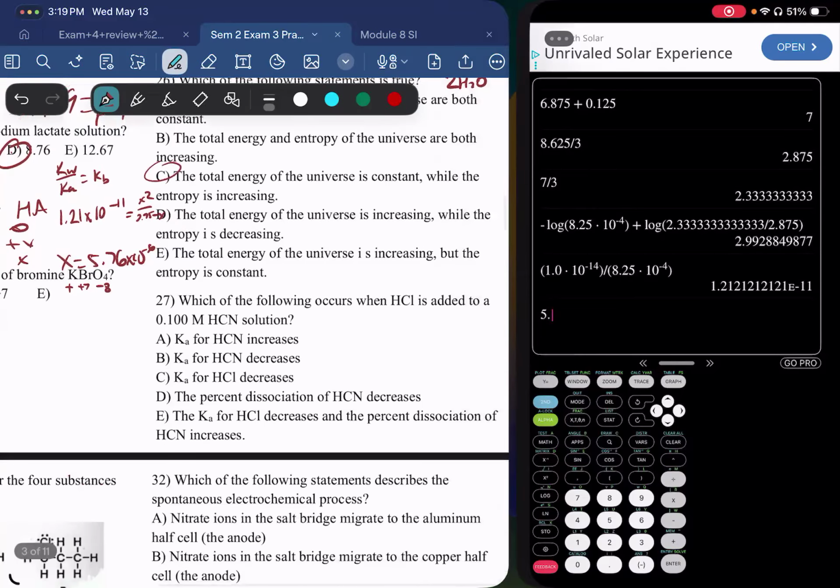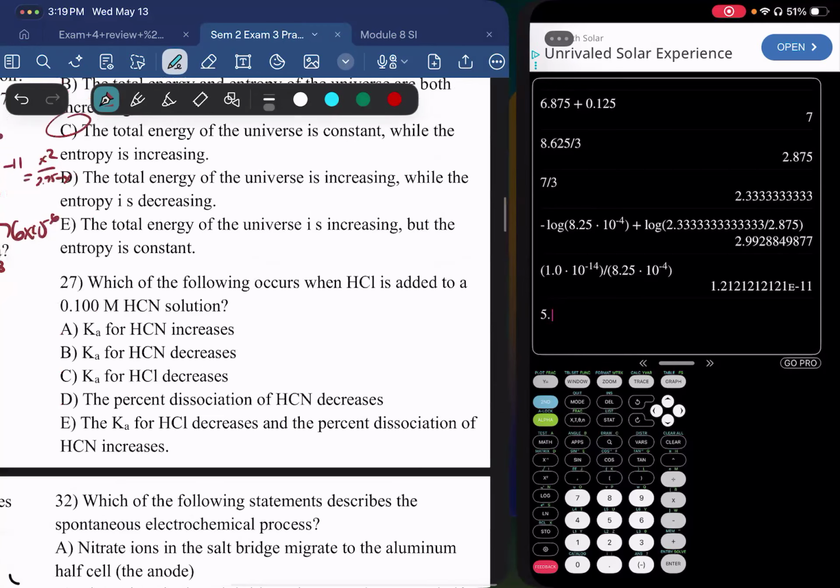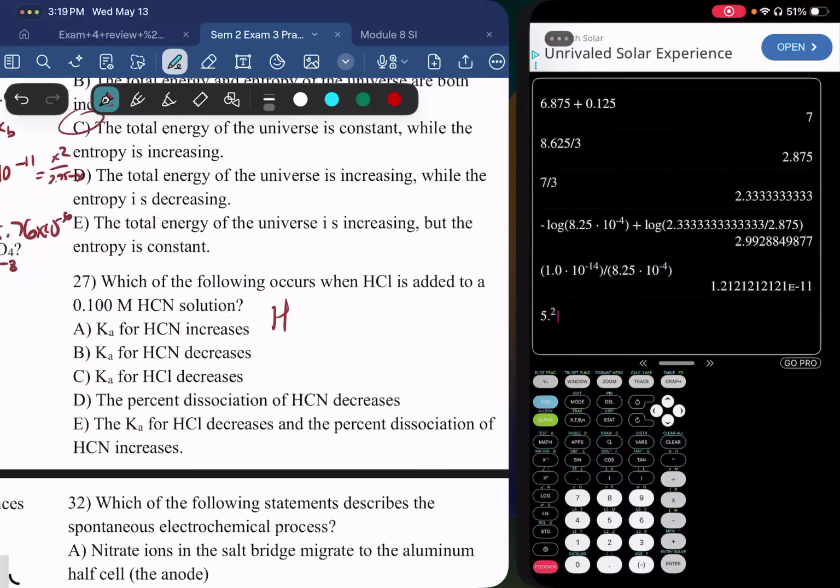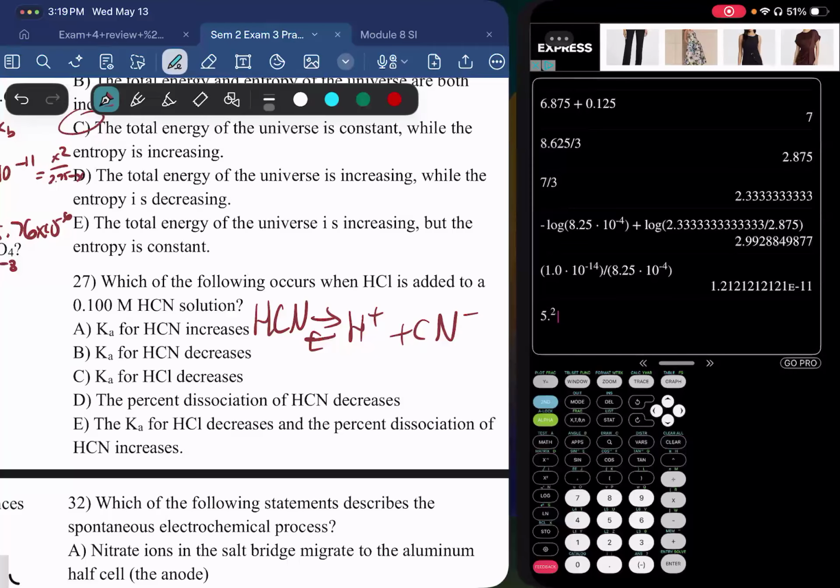27. Which of the following occurs when HCl is added to HCN solution? This is based off the common ion effect, Le Chatelier's principle, right? Where if you add H plus, you're going to shift it to the left. And specifically for this, K's never change. K's are constants, so they never change unless temperature changes. So the answer choice has to be D.